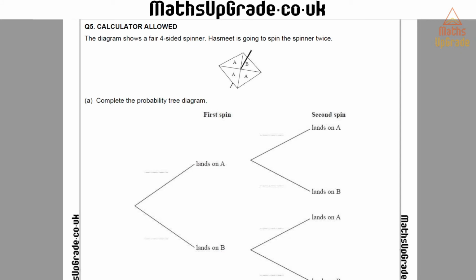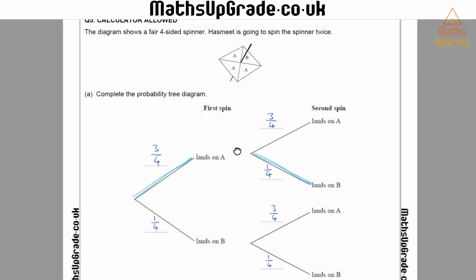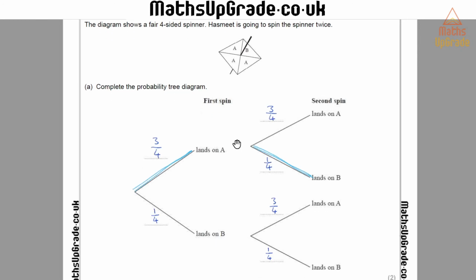In question 5, we're given a fair 4-sided spinner. Hasmi is going to spin the spinner twice. We need to complete the probability tree diagram. So, since the spinner's got 4 sides, and 3 of them have got A on it, then this probability here is going to be 3/4, and this probability here must be 1/4, since it must add up to 1 whole one. Since his second spin isn't affected by his first spin, these probabilities are going to be exactly the same as the first branch there. So that's the answer there for part A.